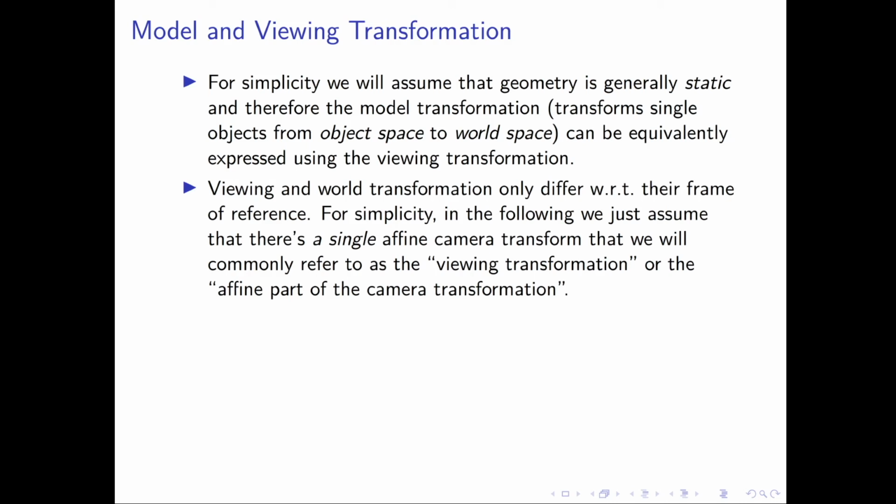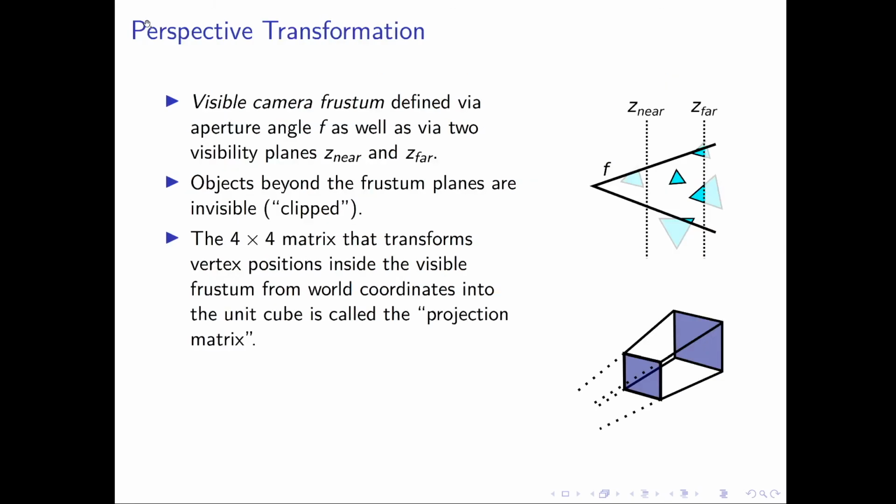And as we're only concentrating on static geometry here, for us the model and the viewing transformation are equivalent. So what we'll discuss next is the so-called perspective transformation, which describes how to transform objects from world space into window coordinates so that we can draw them to the screen. And our description will roughly follow what graphics APIs like OpenGL or Direct3D do, so that we are relatively close to the actual hardware.